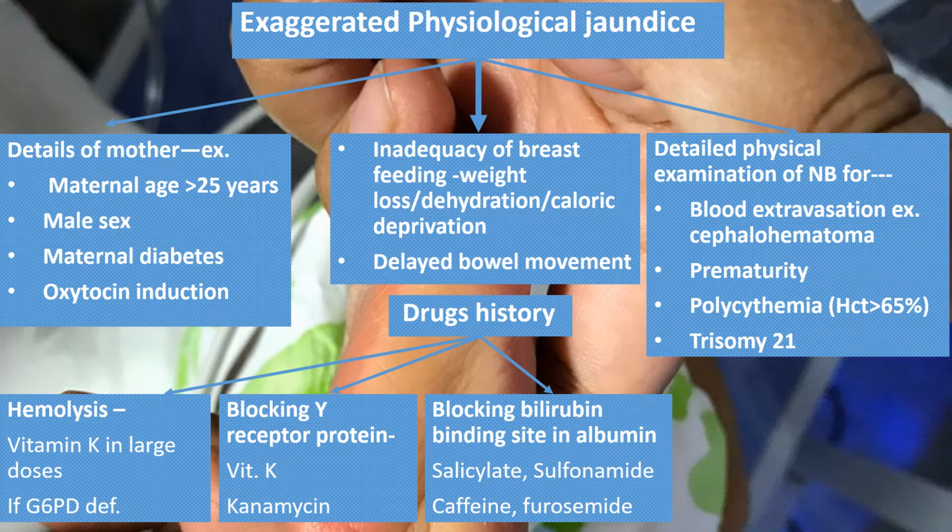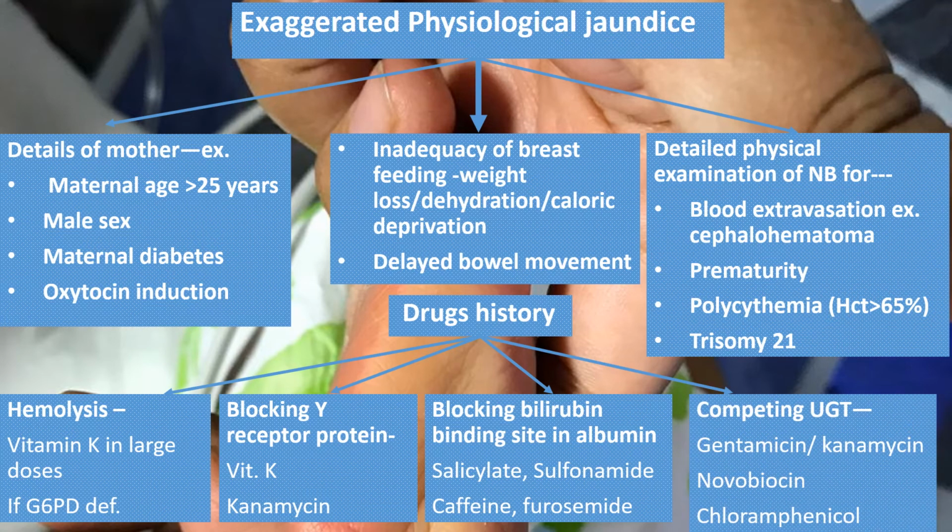There are various drugs which block the bilirubin binding site in albumin, for example salicylate, sulfonamide, caffeine and furosemide. And there are various drugs which compete with the UGT. This is the enzyme which is necessary to convert unconjugated to conjugated bilirubin. Examples are gentamicin, kanamycin, novobiocin and chloramphenicol. So we have to rule out the various risk factors for the exaggerated physiological jaundice.